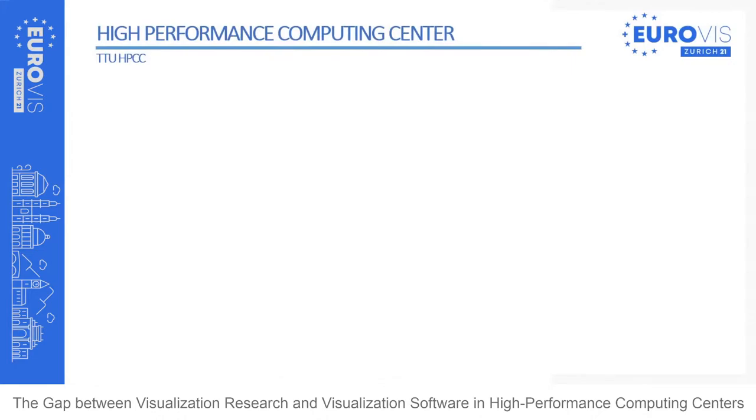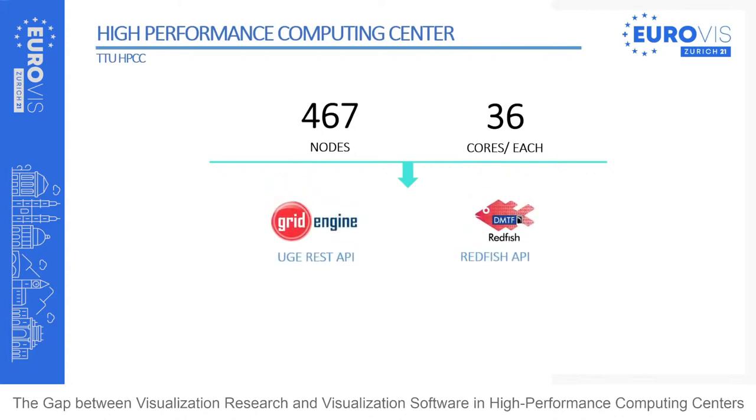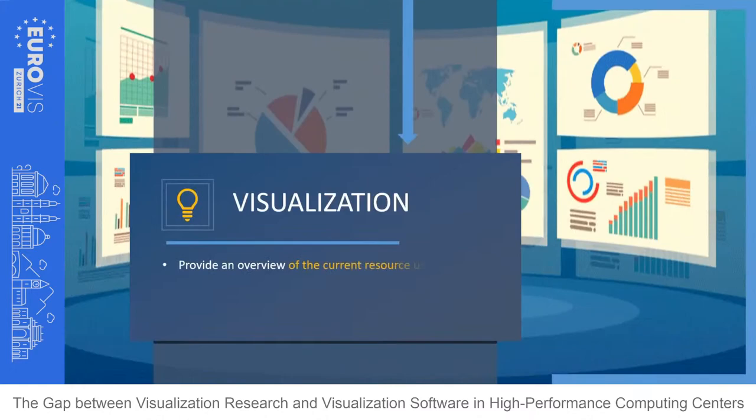Currently, the High Performance Computing Center at Texas Tech University has 467 nodes with 36 cores per node. The health metrics and the job information are collected with the REST API and the UGE REST API. Then the data is saved in the Influx database and analyzed using our visualization.